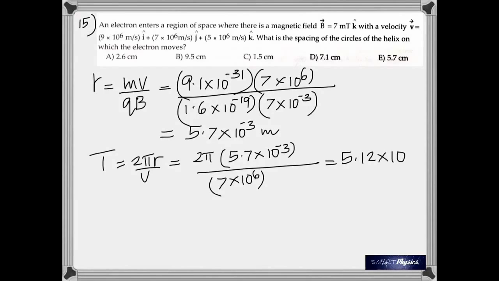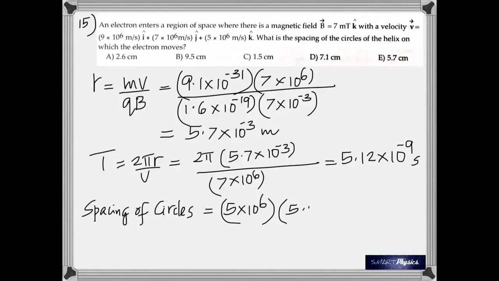And remember that to find the spacing of the helix, we got to multiply this time with the parallel component of the velocity. Okay. And the parallel component is that which is along the k. So it is 5 times 10 to the 6 times this time, which is 5.12 times 10 to the negative 9. That gives 0.0256 meter. So that's about 2.6 centimeter.